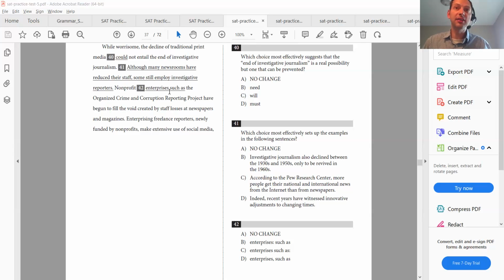Nonprofit enterprises such as the Organized Crime and Corruption Reporting Project have begun to fill the void. If you had a comma here by the such as the Organized Crime and Corruption Reporting Project, there should be a comma here in order to have the two commas make a parenthetical phrase so you could remove it without affecting the meaning of the sentence. Nonprofit enterprises have begun to fill the void. Okay, let's move on.